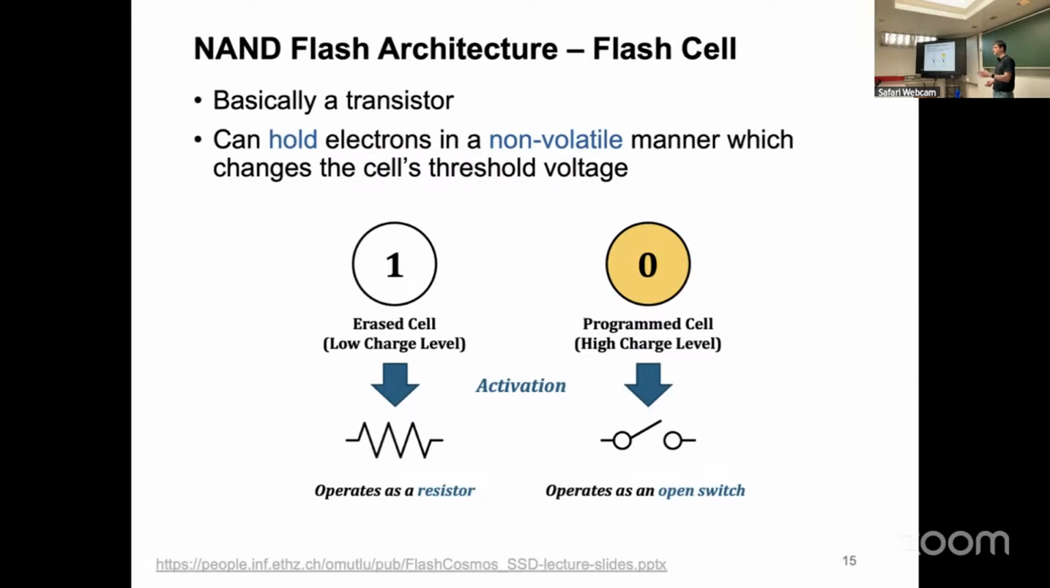So if we have some reference voltage and we apply it to a first cell with a low charge level, it behaves like a resistor. So the current can flow through the cell. And if we have a programmed cell with a high charge level, the reference voltage is not high enough, it is below the threshold voltage of the cell. So the cell operates as an open switch.